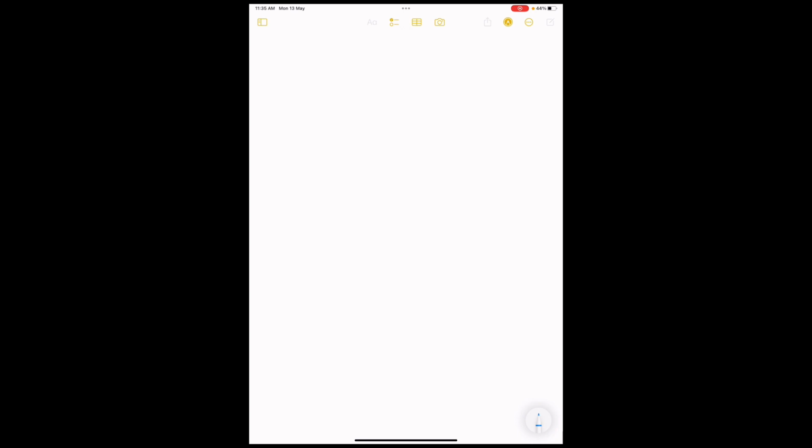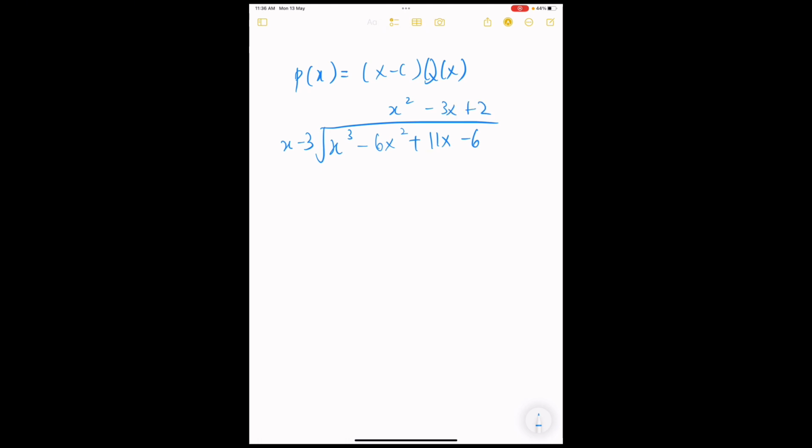So today we're going to learn the factor theorem. In the factor theorem, you know that when P(x) is equal to (x minus c) Q(x)... So what does this mean? Imagine you have x to the power 3 minus 6x squared plus 11x minus 6 and divide by x minus 3. When you do long division, you get x squared minus 3x plus 2. This is just an example.